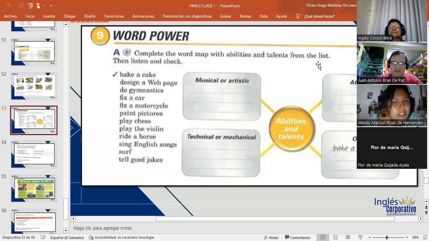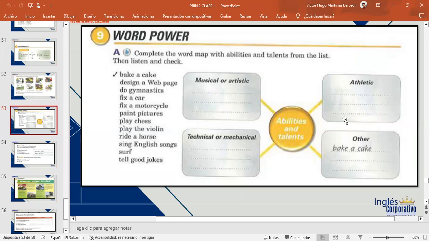¿Y con técnica y mecánica a qué se refiere? Es una habilidad técnica o mecánica que usted posea. Si usted puede arreglar una computadora, esa es una habilidad técnica. Y mecánica, arreglar una bicicleta, un vehículo. O sea que la carpintería no va a entrar. Lo de carpintería lo podemos poner en otros. Carpentry.